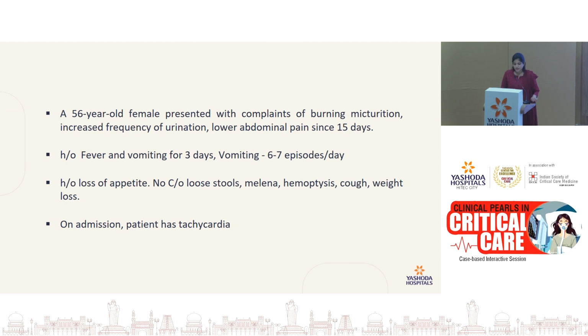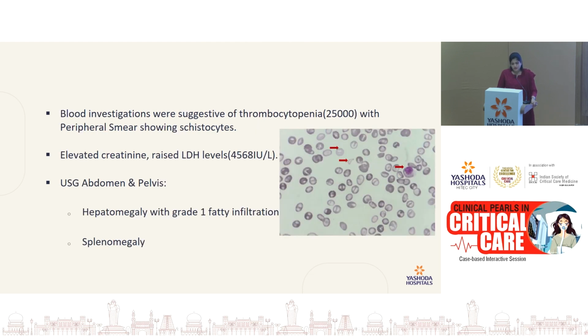So coming to the next case, a 56-year-old male presented with complaints of burning micturition, increased frequency of urination, and lower abdominal pain. Patient also had history of fever and vomiting with the loss of appetite. So the investigation showed thrombocytopenia. Peripheral smear, you can see here there are histiocytes, there's NRBC, there's polychromatophils, all signs of hemolysis basically. So there's elevated creatinine and raised LDH levels.